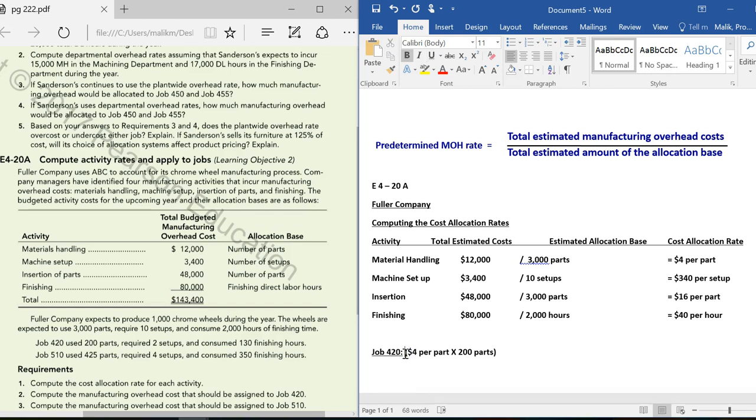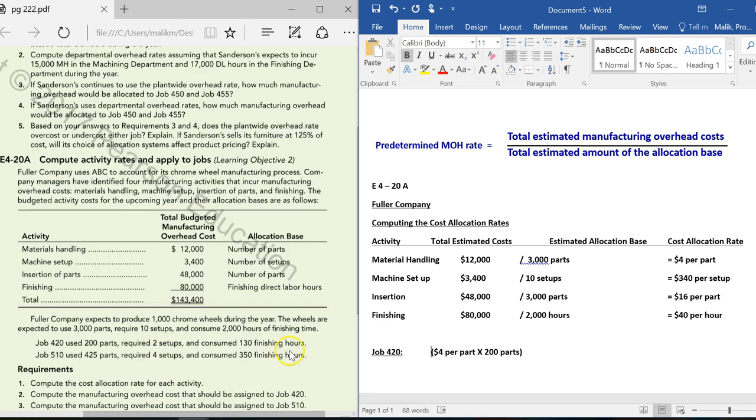Now we will do the same thing for our next activity, which is machine setup cost. So the rate is $340 per setup. Now let's take a look how many setups it requires to do job 420. So they actually required 2 setups. Per setup cost is $340. So you know what will be their total machine setup cost.